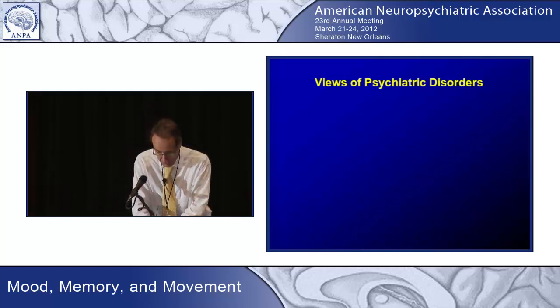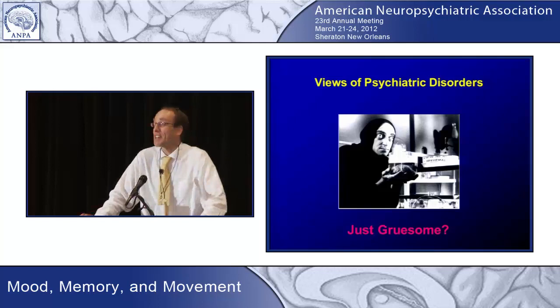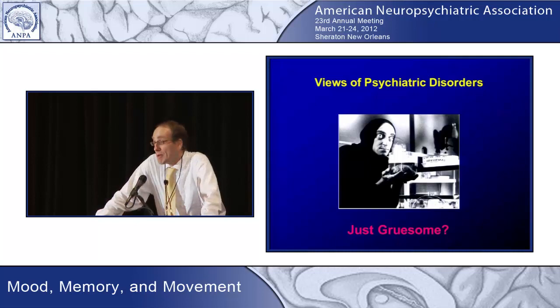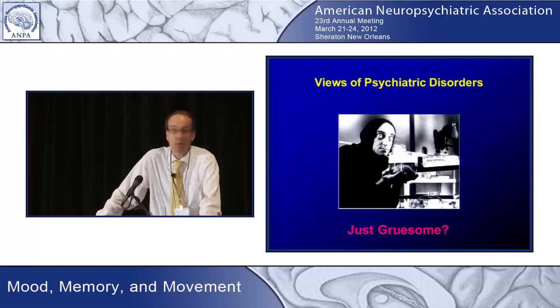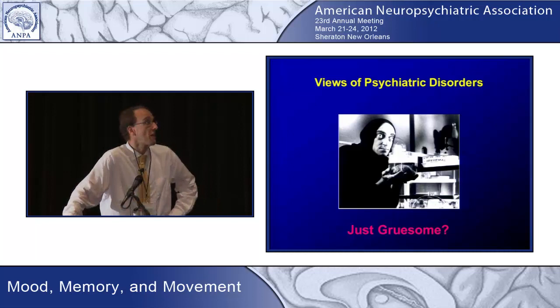Now let me begin. So how do we have to view psychiatric disorders? You probably know this movie. And you also know that our brain is nothing but, as the German philosopher Arthur Schopenhauer described it, gruesome gray, just a gray pulpy mass. So how can we conceive psychiatric disorders?